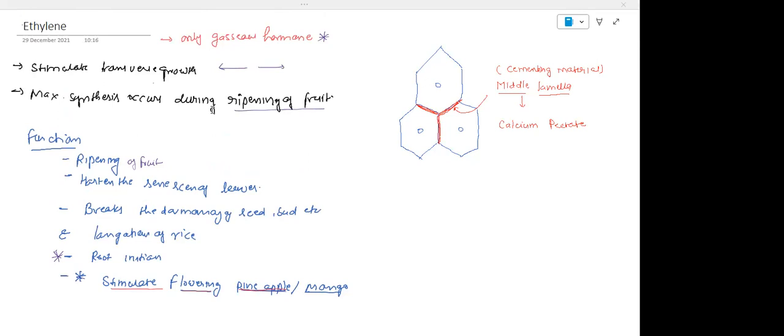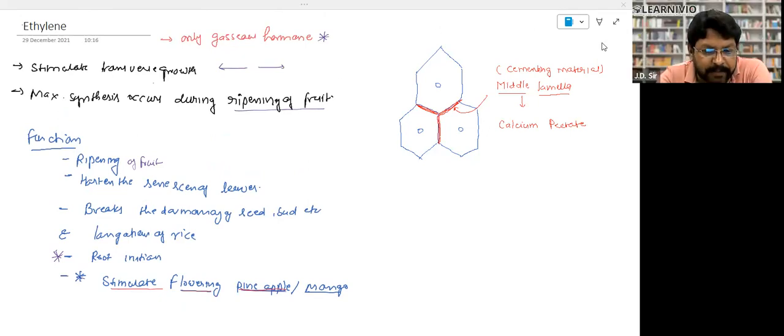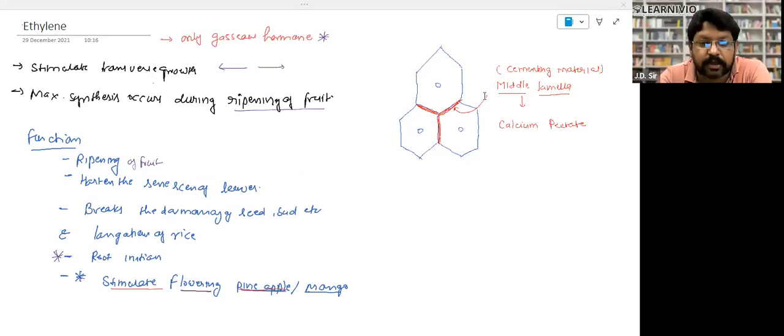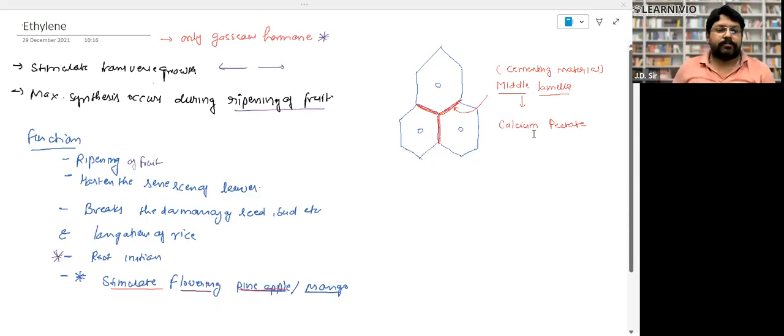For the ripening of fruit, is it acceptable for all fruits, or are there any exceptions? Ripening, this one, is a universal truth. At the ripening of the fruit, calcium pectate gets dissolved, and that's why it becomes softer. It's universal for every fruit. Okay.